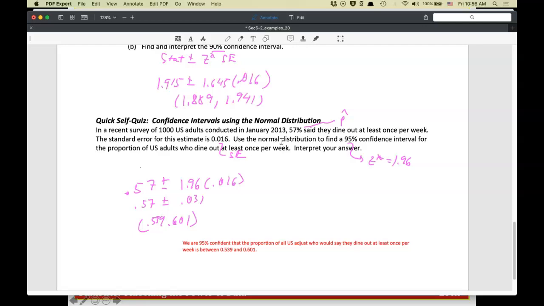Use the normal distribution to find a 95% confidence interval. Interpret your answer. So here's the interval calculation, statistic plus or minus Z star SE. Here's the interval. We're 95% confident that the proportion of all U.S. adults who would say they dine out at least once per week is between 0.539 and 0.601.